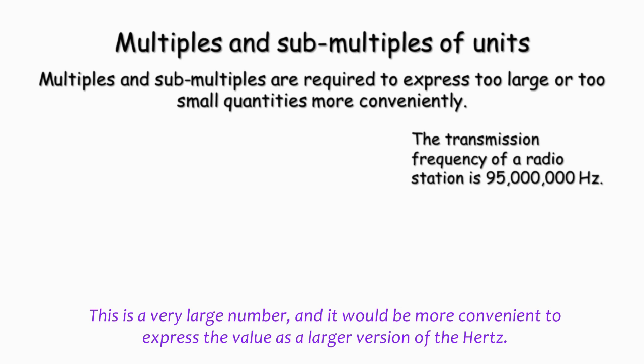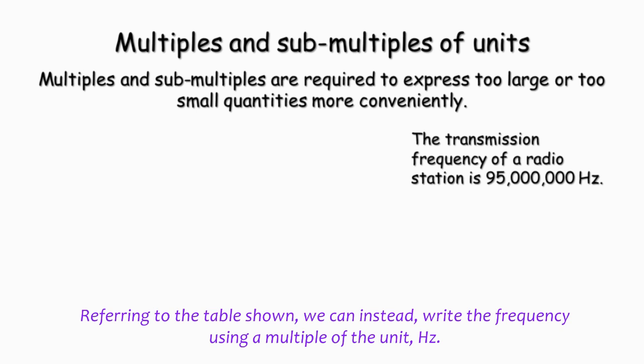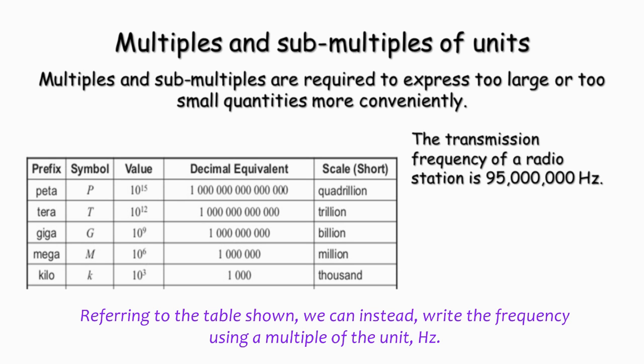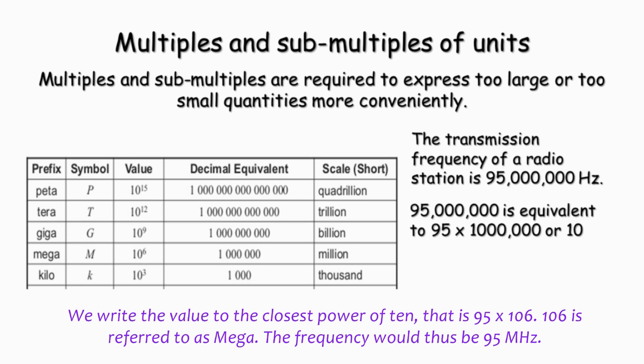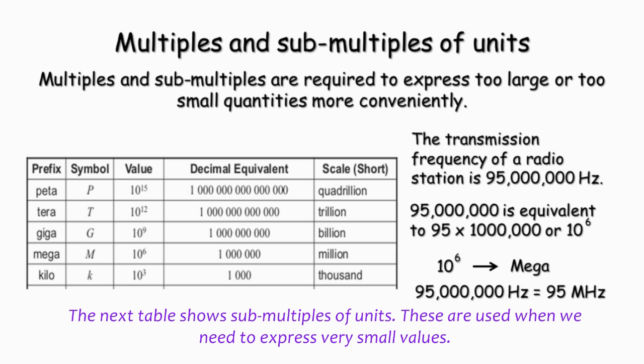This is a very large number, and it would be more convenient to express the value as a larger version of the hertz. Referring to the table shown, we can instead write the frequency using a multiple of the unit hertz. We write the value to the closest power of 10, that is 95 times 10 raised to power 6. 10 raised to power 6 is referred to as mega. The frequency would thus be 95 megahertz.